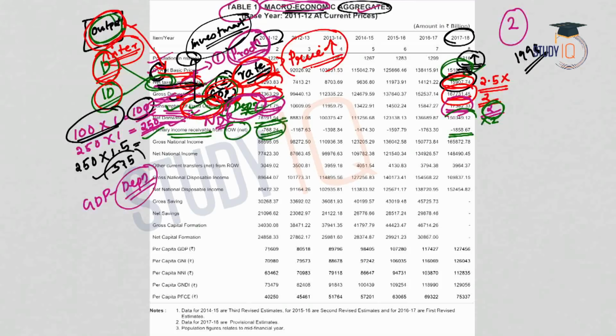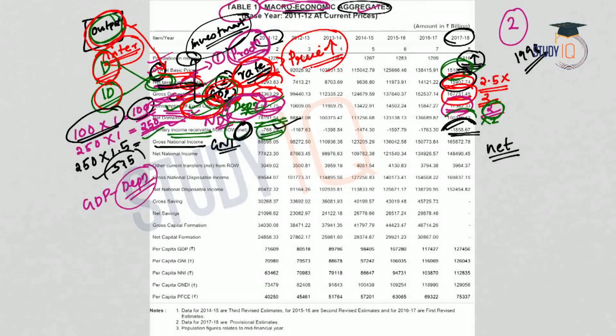Now what does it indicate? It is the net income receivable from rest of the world. So how will we arrive at it? Income receivable minus income payable. So from these negative values, it is clear that the income payable is more than the income receivable. That is why the net values are negative. So India has more income payable to the rest of the world than to receive from the rest of the world.